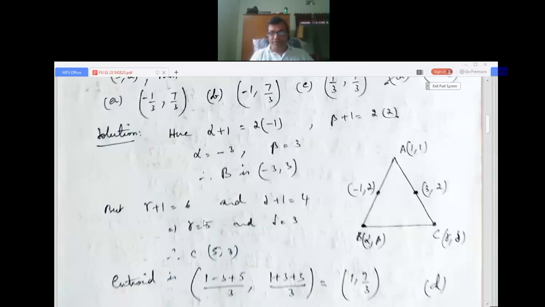Now we take the next, that is gamma plus 1 by 2 equals 3 and delta plus 1 by 2 equals 2. So gamma plus 1 equals 6 and delta plus 1 equals 4. So gamma is 5 and delta is 3. So C is 5 comma 3. So once you get A, B, C coordinates x1 y1, x2 y2, x3 y3, we get the centroid x1 plus x2 plus x3 by 3, y1 plus y2 plus y3 by 3, and hence we get the point. I hope it is clear now.